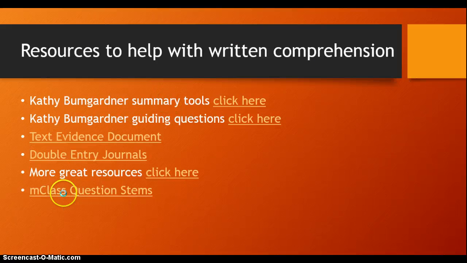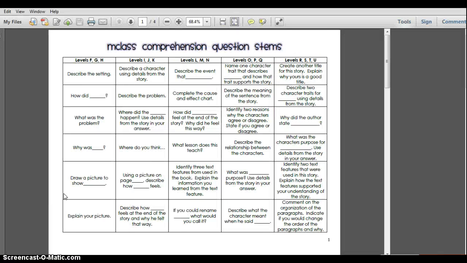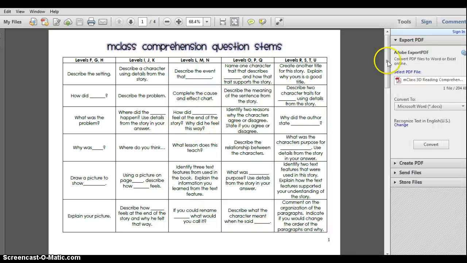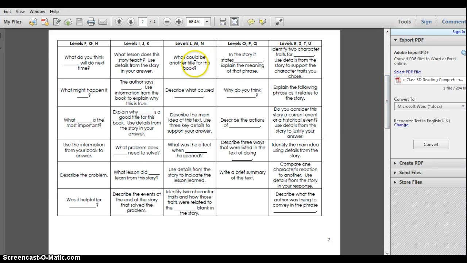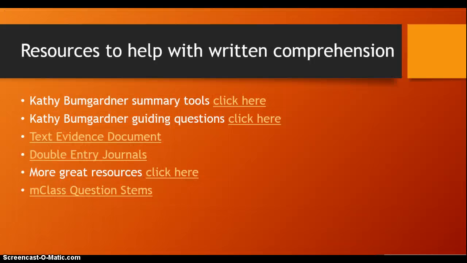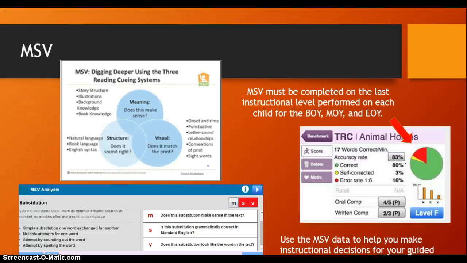Also, here's the link to the mClass question stems. And in this document, it gives you each specific level, and you can see if you scroll down, it gives you each question underneath all those levels. And so these students can improve their written comprehension if they can work on these question stems in written response.